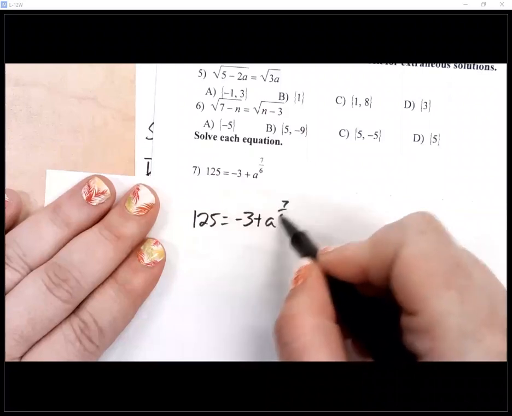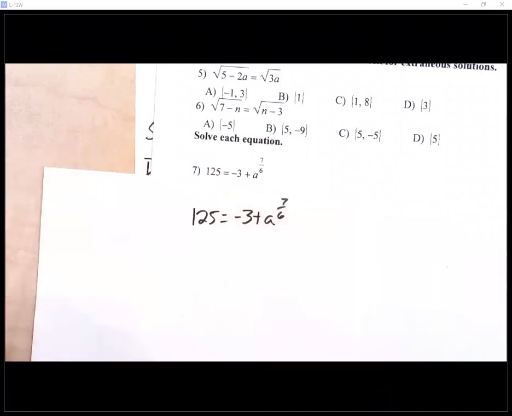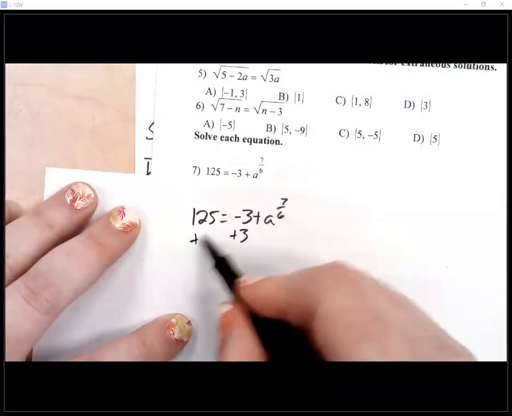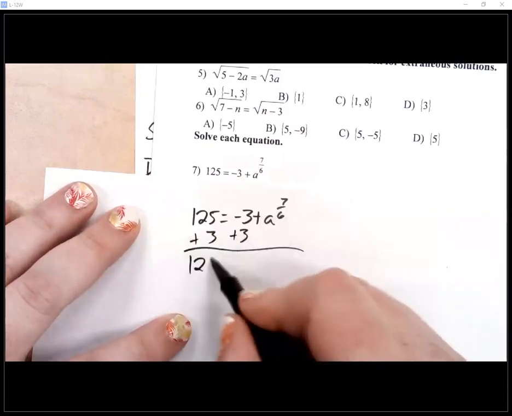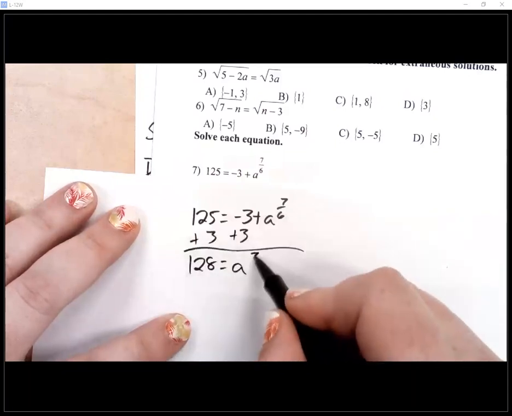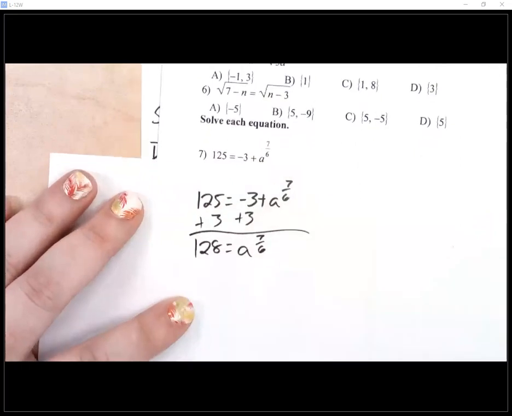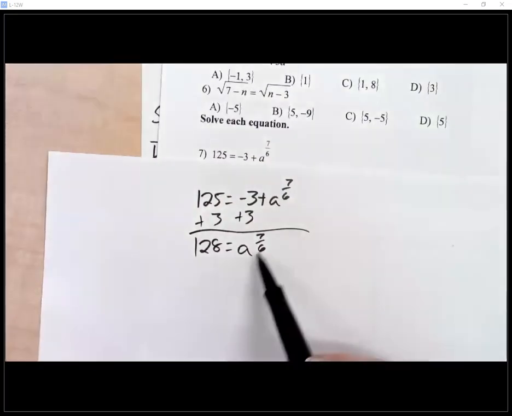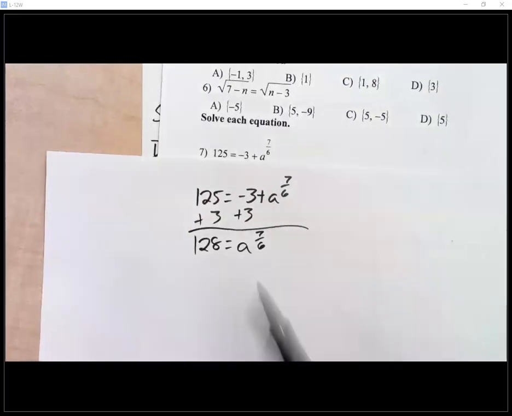Step one is to get the thing being raised to the exponent by itself. So in order to do that, I'm going to have to add the 3. 128 equals a to the 7/6. Now, how do I undo that? I don't want a to the 7/6. I want just a equals blah, blah, blah. So how am I going to get rid of this 7/6 power? You remember, Adam?